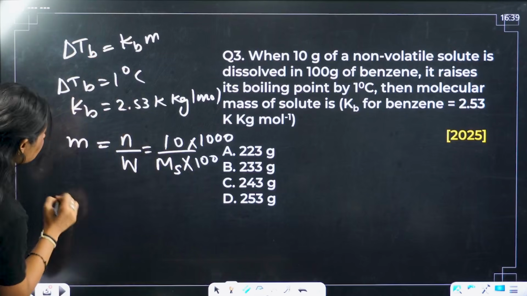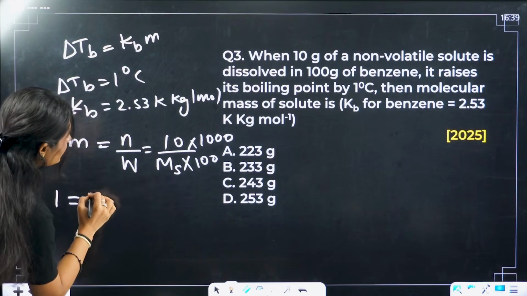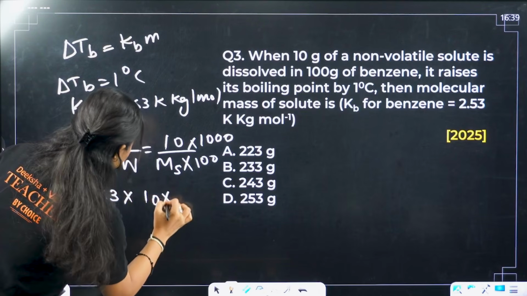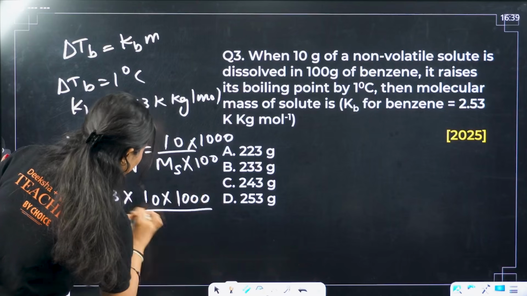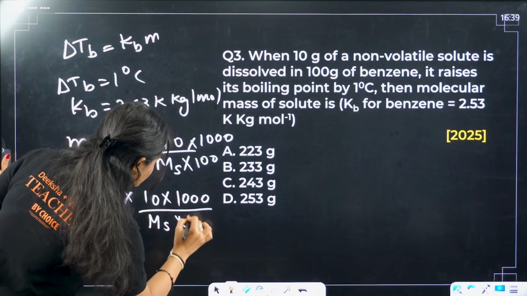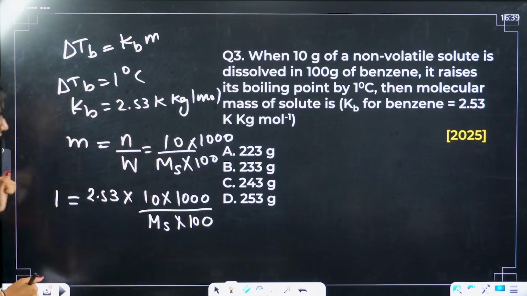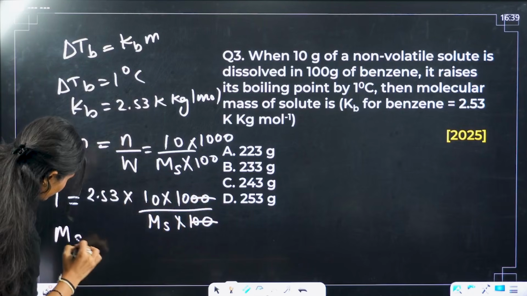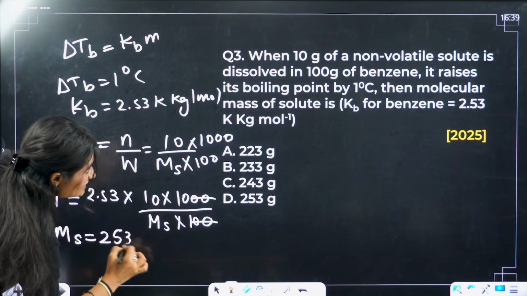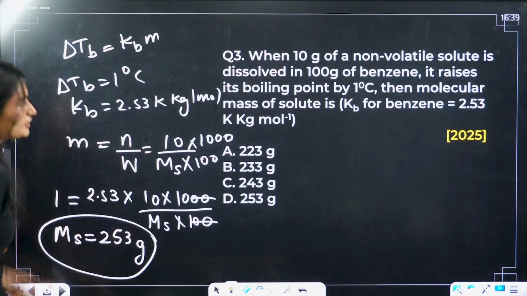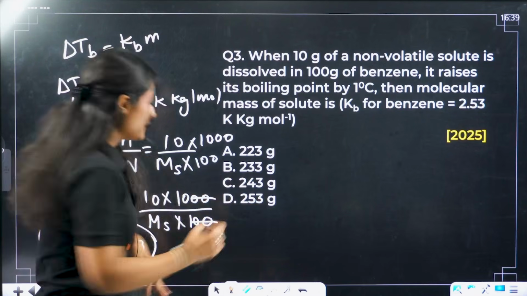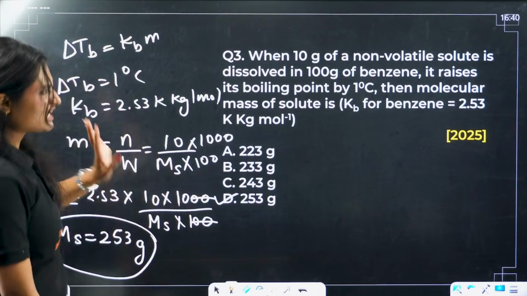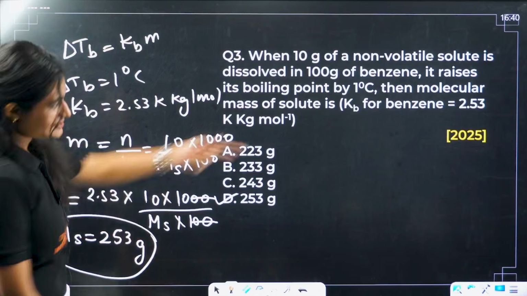Okay, so I'll substitute here: 1 equals 2.53 times 10 times 1000 by Ms times 100. If you calculate it, if I'm not wrong, these will get cancelled, and the molecular weight will be 253 gram. The molecular weight of the solute is 253 gram. I hope you get the answer D, right? You see, straightforward questions are there. Up till now we haven't faced much difficulty yet, right? And these are last year's questions.